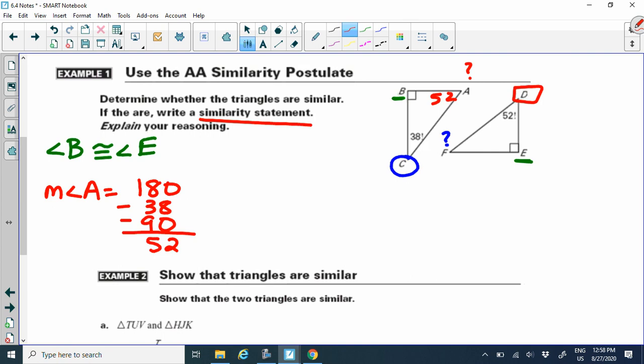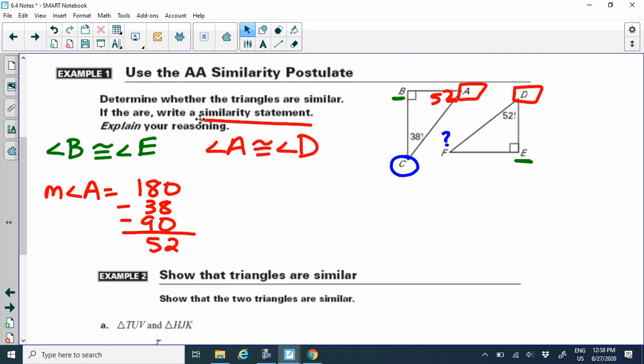Is that the same as maybe one of our other angles? I think it should. It looks like it's the same as angle D. Because they are the same measurement, that means they are congruent. So here, you could just stop and say that angle A is congruent to angle D. And because we showed that two pairs of corresponding angles are congruent, we can say that these two polygons are similar.